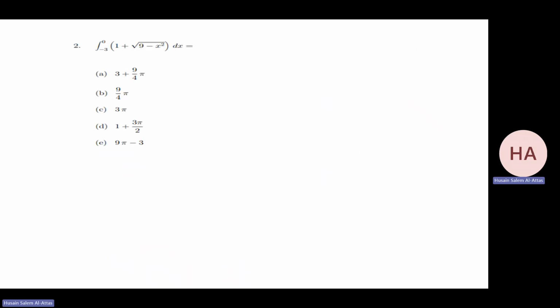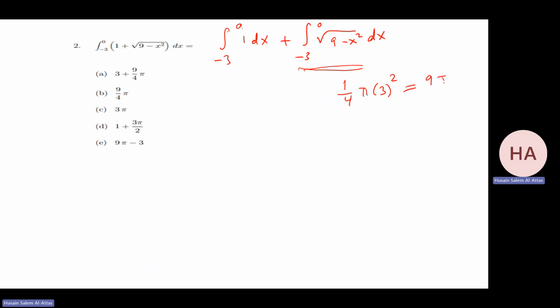Okay, this one I can split into two parts. This one, the integral from minus 3 to 0 of 1 dx, plus this integral. It's kind of part of the definite integral, but it's okay. We just split it for the sum and the difference. This one we know, it's 1/4 of the circle. 1/4 pi times 3 squared, which is 9 pi over 4.